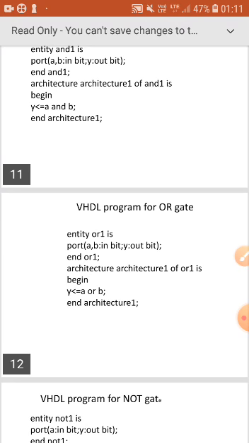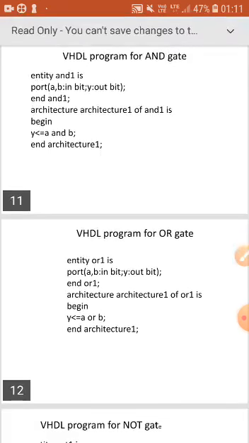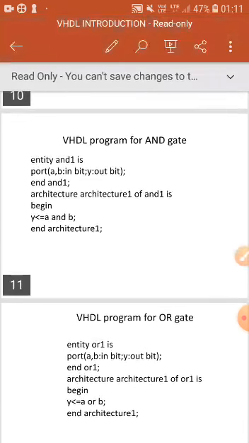Here I am defining the logic of the AND gate. We are writing the program for the AND gate: Y is equal to A and B, written as Y <= A and B. A is ANDed with B, then the result will be stored in Y. In a VHDL program we use less than or equal to instead of equal to.